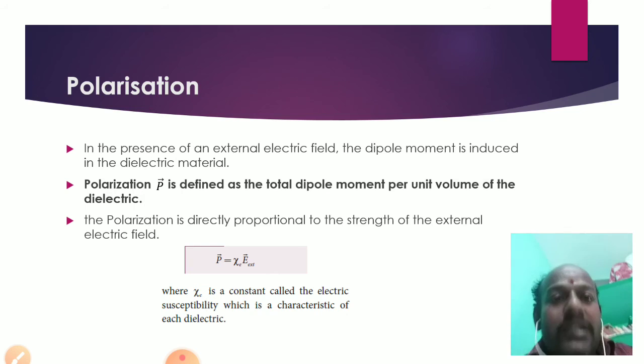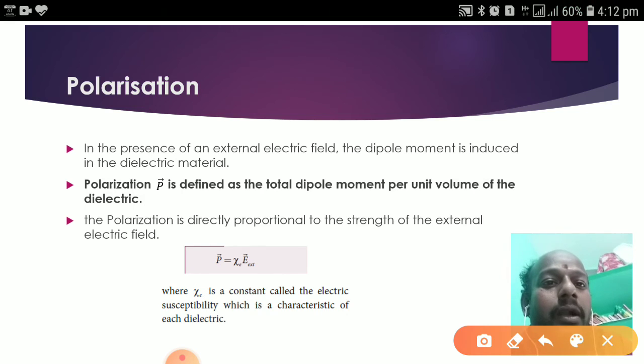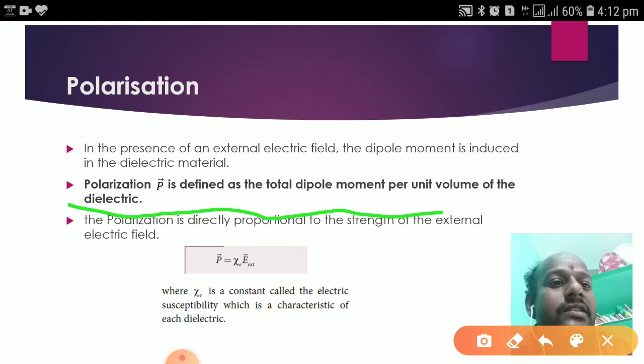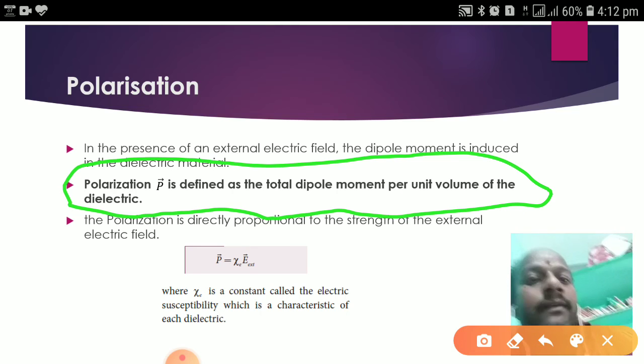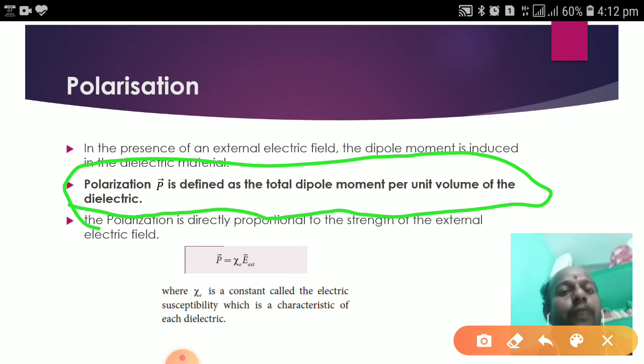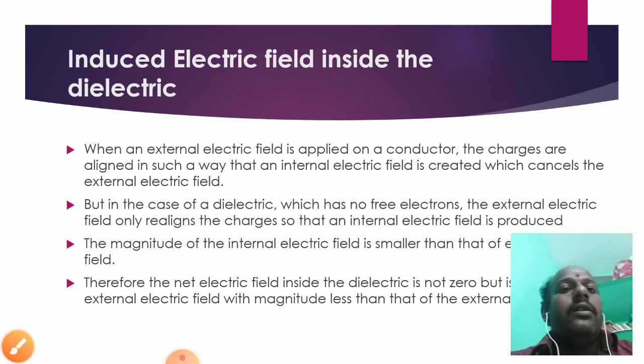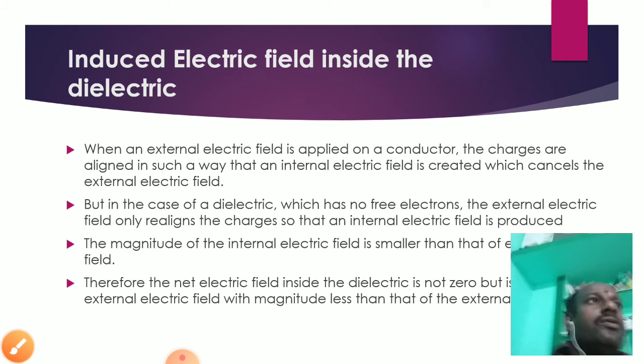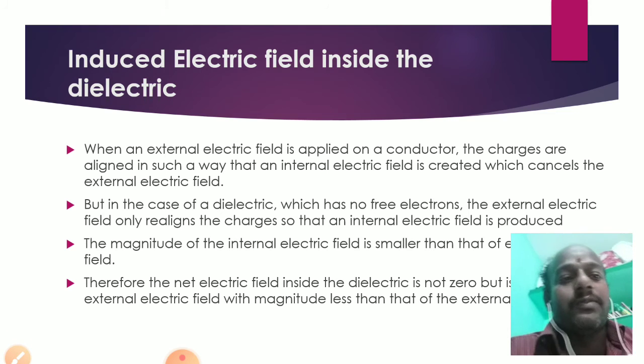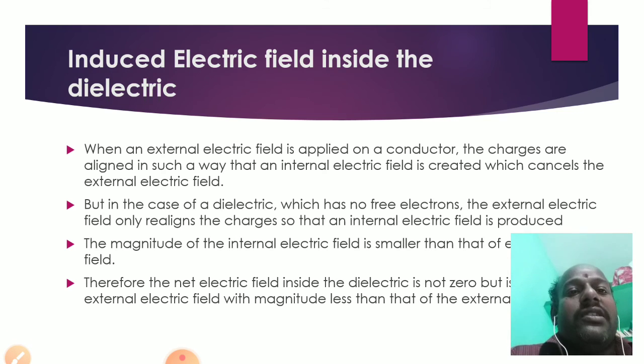Now this is polarization. Actually, this is a very important point. Polarization is defined as the total dipole moment per unit volume of a dielectric. Here P is directly proportional to the electric field, and chi is called the susceptibility. Now we can come to the conclusion about what happens when a dielectric is placed in an electric field and when a conductor is placed in an electric field.